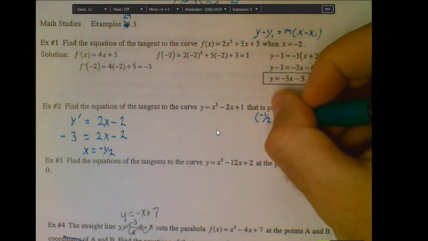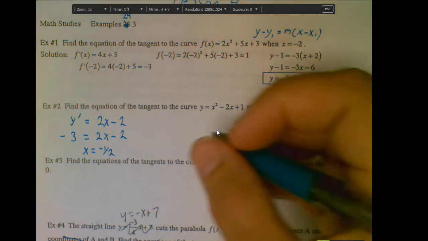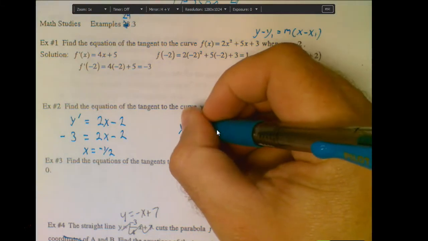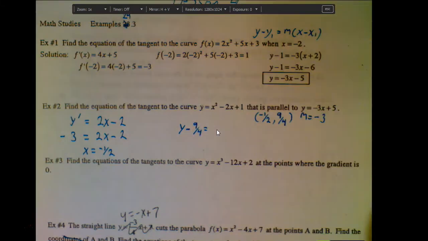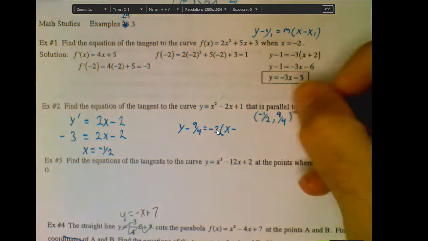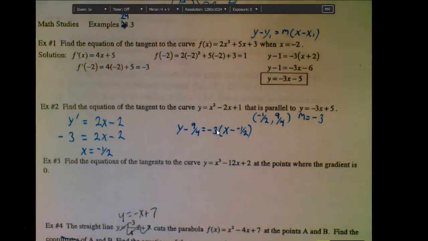as your y-coordinate. But now there's all the information that you need, and we just go to the point slope process to get the equation of the tangent line. So now if I do y minus the y-coordinate of 9/4 equals my slope times x minus the x-coordinate. So that's the setup right there.